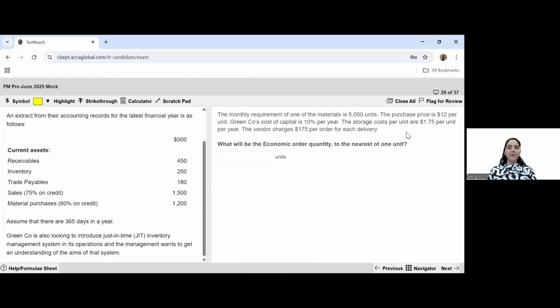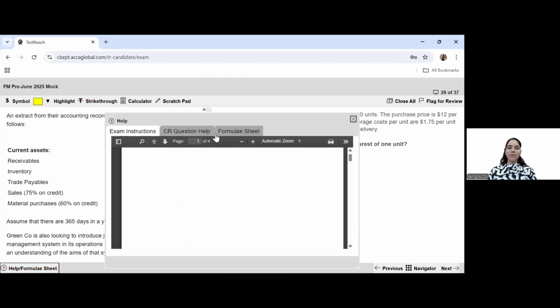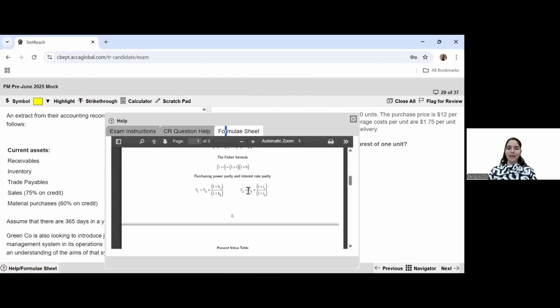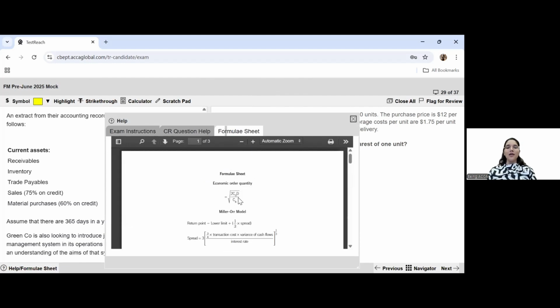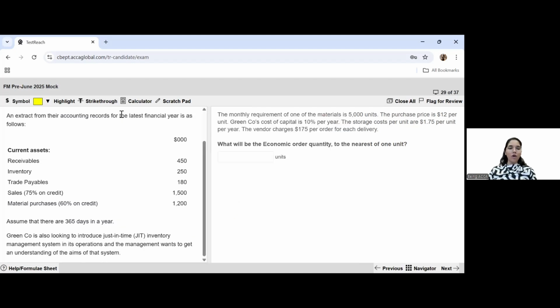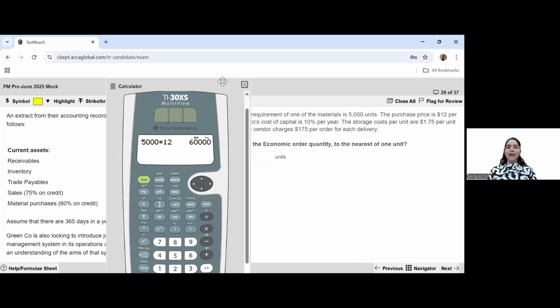Purchase price is 12 per unit. Cost of capital is 10% per year. Storage costs are 1.75 per unit per year. And then the vendor is charging you $175 per order for each delivery. So the EOQ formula, even if you do not remember it, it's a good thing that we are given it in our formula sheet. Here's the formula: 2 into CO, where CO is the cost of ordering, into D, divided by the CH, and all of this needs to be taken under a root. We have already calculated our demand.